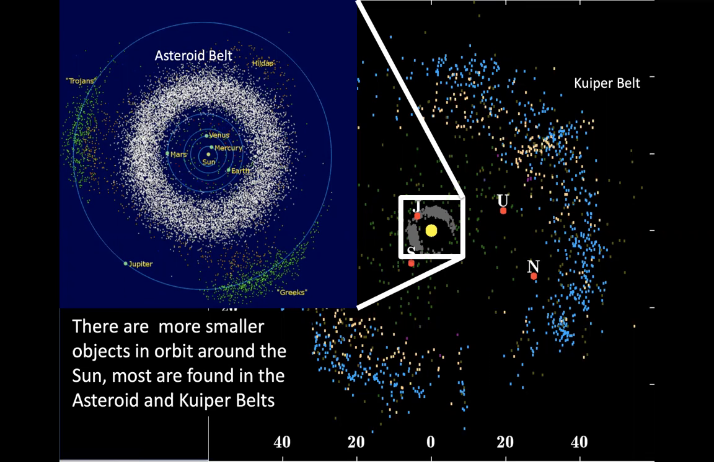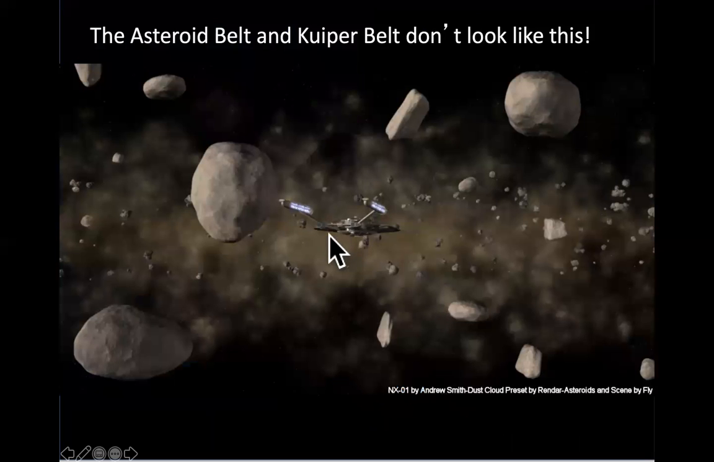Now, the first thing I want to tell you about these objects is that these regions of space where they're found are not very densely populated. Images like this give you the sense that these regions are crowded with objects. And this leads to things like in science fiction shows where you see spacecraft trying to fly through asteroids and having to dodge them. This isn't accurate to our solar system.